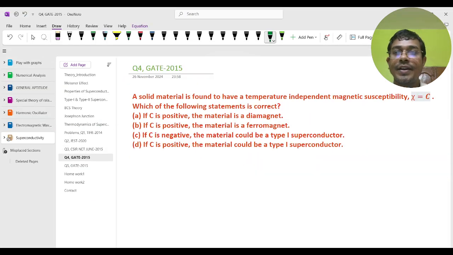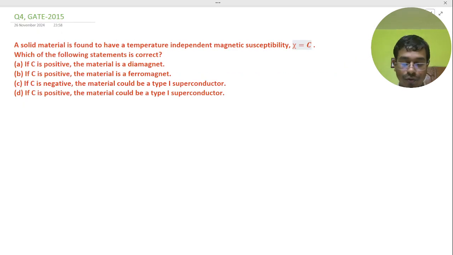So go ahead to our next question. Question number 4 coming in GATE 2015. A solid material is found to have a temperature independent magnetic susceptibility chi equal to C. Which of these statements is correct? So basically susceptibility chi equal to mu by mu naught minus 1. Susceptibility is defined as this, where mu is permeability in medium and mu naught in vacuum.